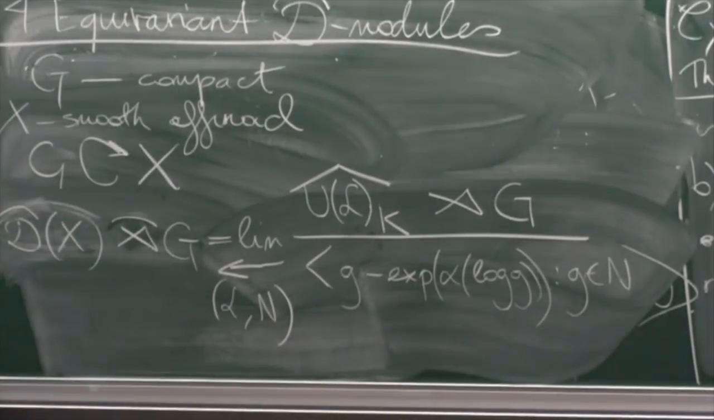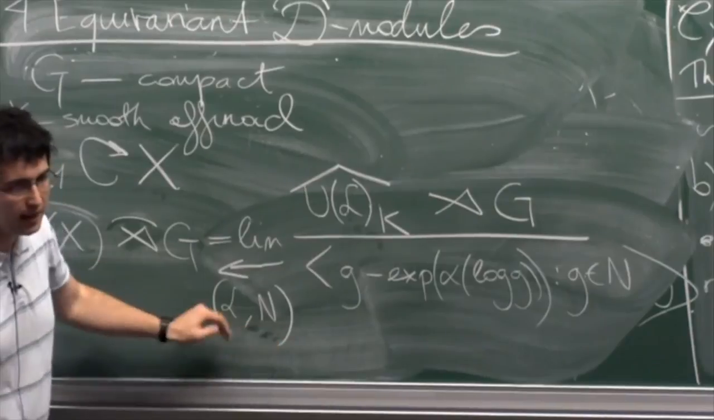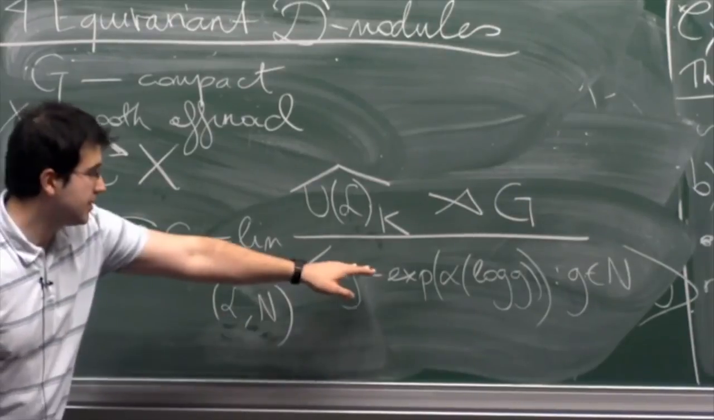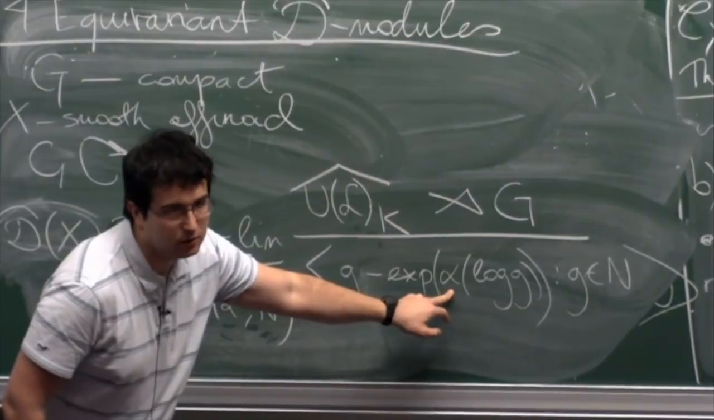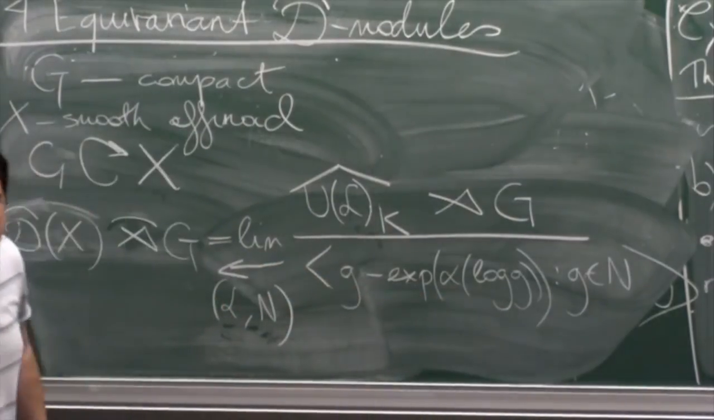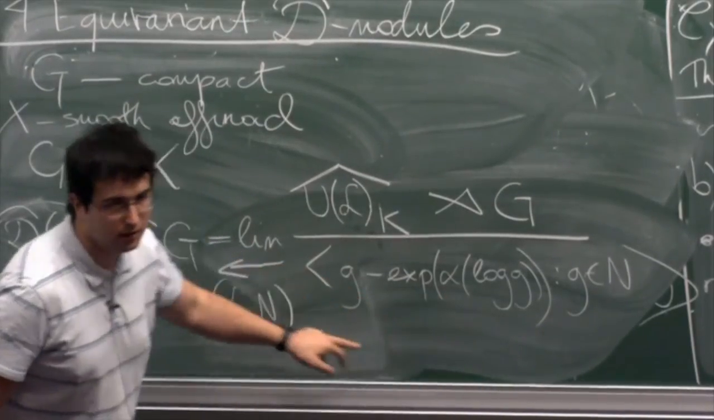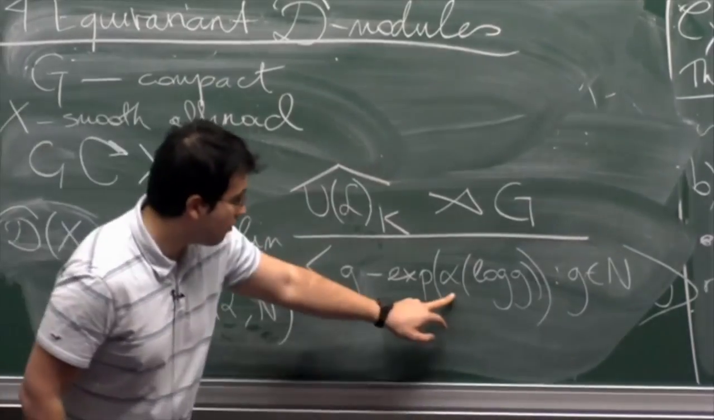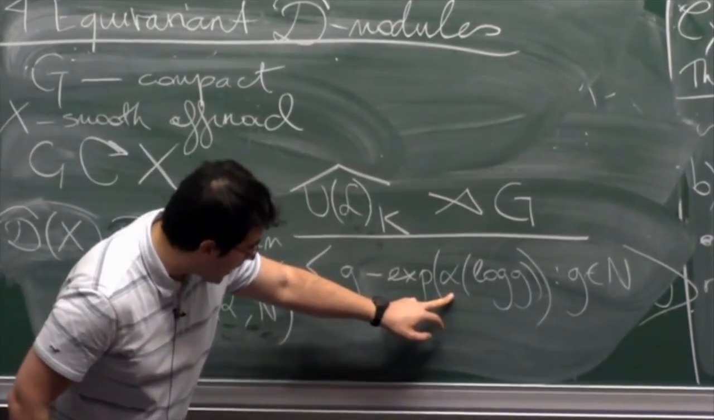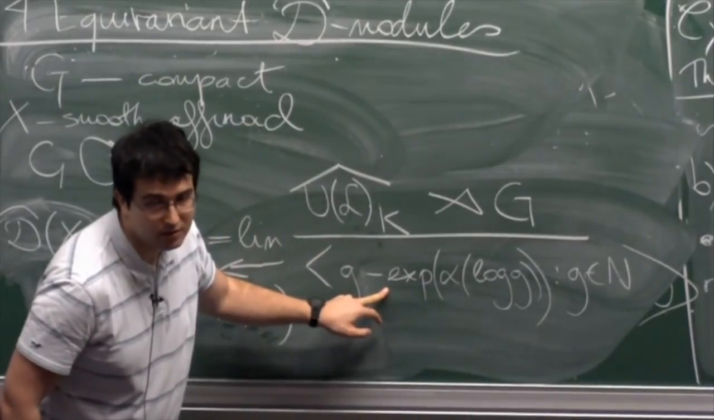Since I don't have time, I'll just say that this is the inverse limit of all possible pairs L and N where this makes sense. And alpha is just the derivative of the action of G. So let's say a Lie algebra homomorphism from the Lie algebra of G into the vector fields on X in this case. Because it's a Lie algebra homomorphism, by the Baker-Campbell-Hausdorff formula, this expression here is a group homomorphism from N into the group of units.